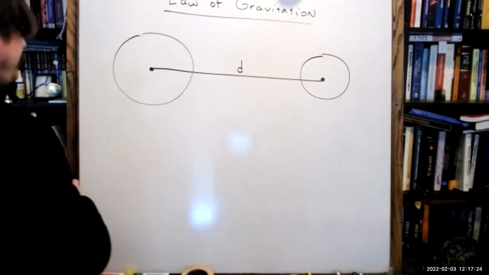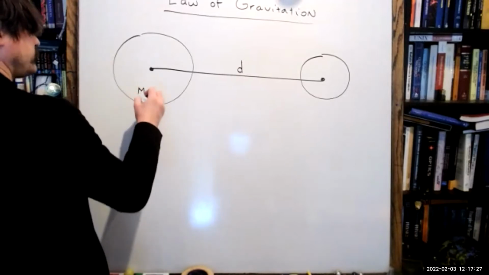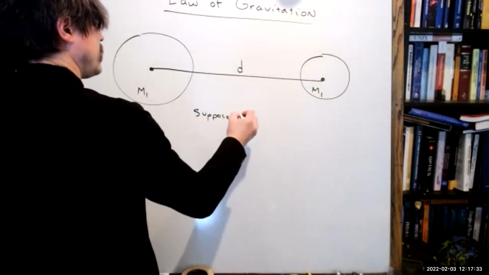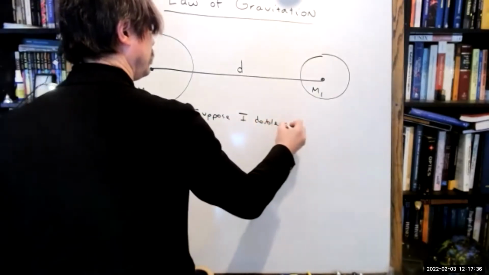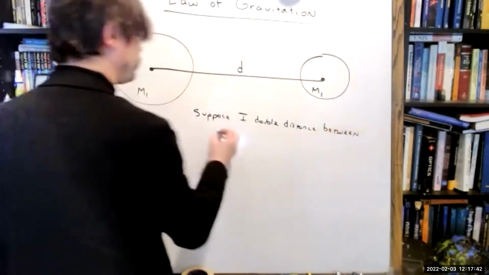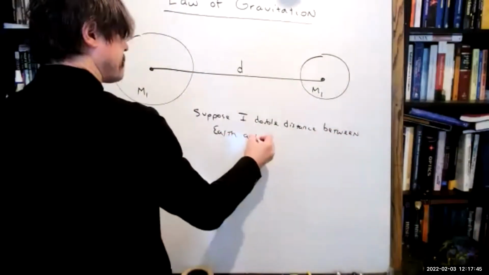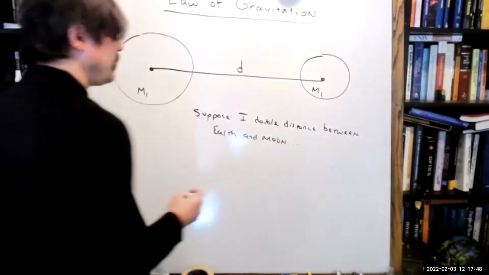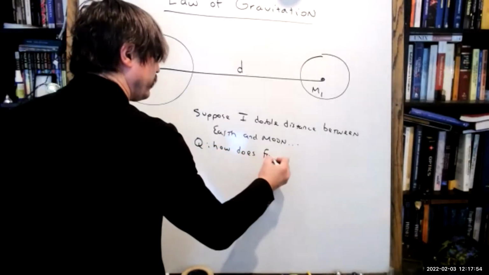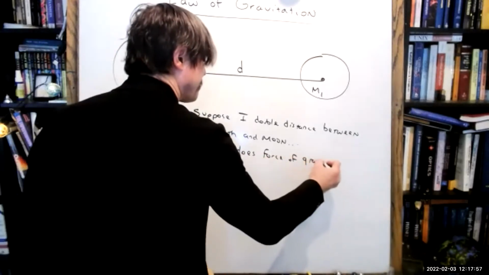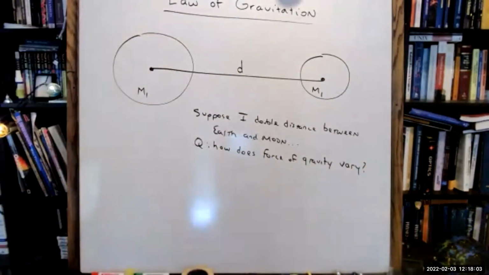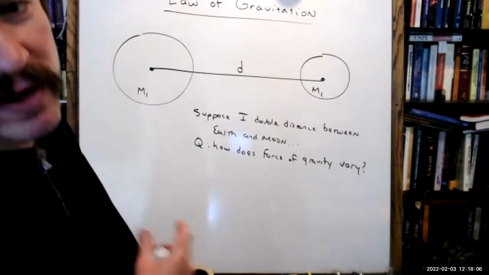I want to try a couple of quick sample problems here before we go forward. Suppose I double the distance between Earth and Moon. The question would be, how does the force of gravity change? Or let's say, how does the force of gravity vary? And we want to know by what factor, by what amount.